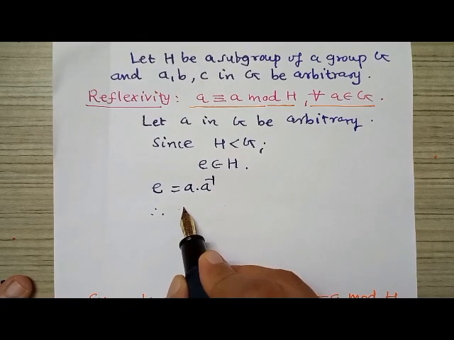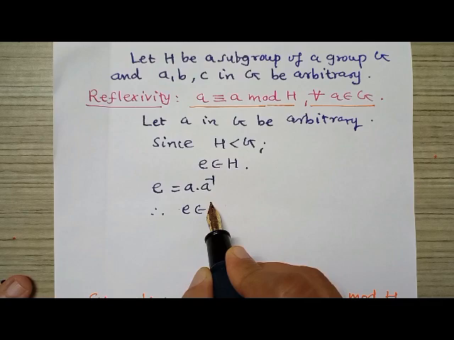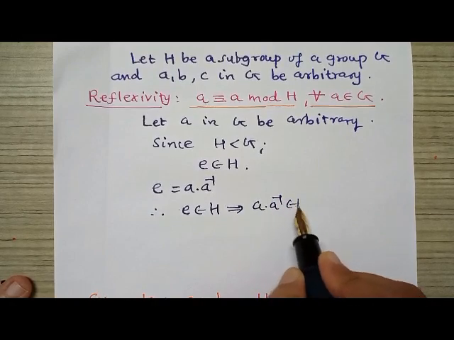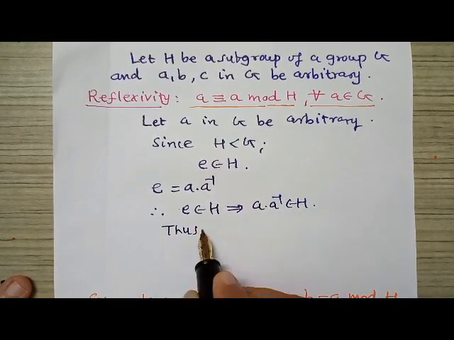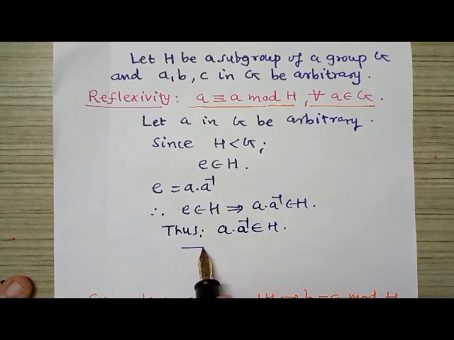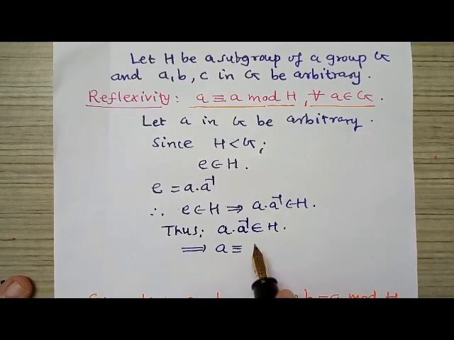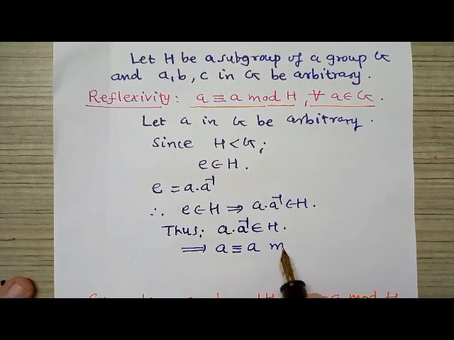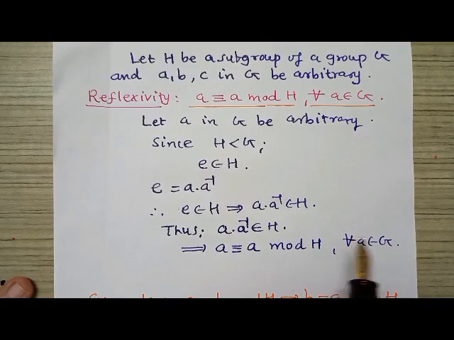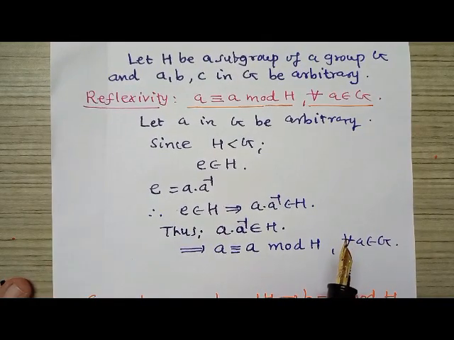Therefore, E belongs to H implies A dot A inverse belongs to H. Thus, A A inverse belongs to H implies that by definition of congruence relation modulo H in star, A is congruent to A modulo H for every A belongs to G. Therefore, the congruence relation modulo H in a group defines a reflexive relation.